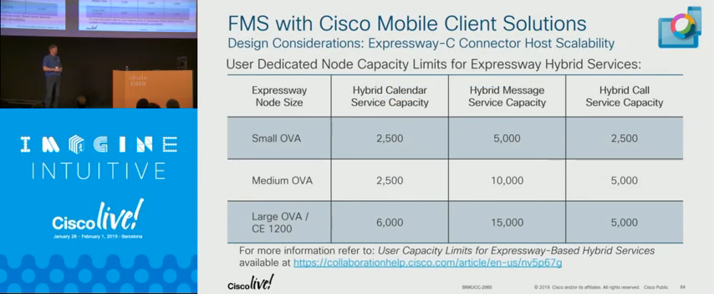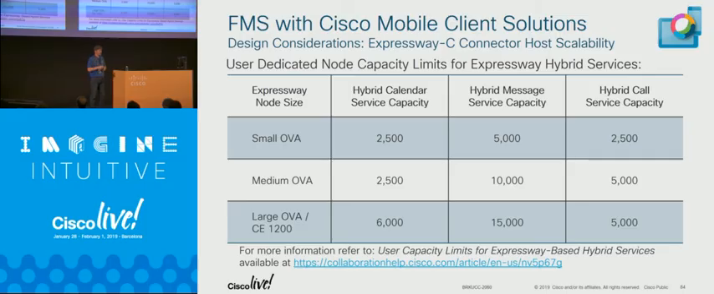One last thing around scalability for our Expressway hybrid services. What I'm showing you here are the various Expressway platforms and then the various services that are available from a hybrid perspective. Notice that these are all dedicated node capacities. If you start to combine these together, which you certainly can, I can have calendar, call, and message all on the same connector, but obviously when I do that, my individual per node capacity reduces for each of these individual services. But as far as an individual service, if I have a dedicated node for calendaring, I can do 2,500, for example, with my small and my medium OVA, and I can go up to 6,000 with the large OVA or the CE1200, and that applies across the board with these different things.